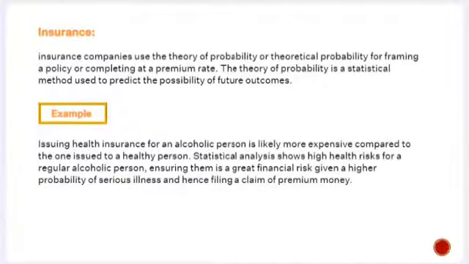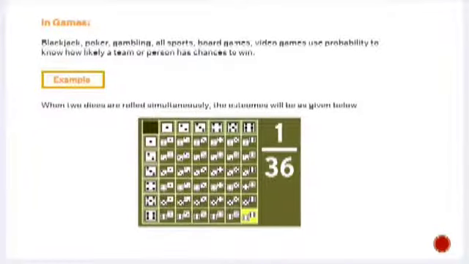In games, blackjack, poker, gambling, all sports, board games, and video games use probability to know how likely a team or person is to win. For example, when two dice are rolled simultaneously, the outcome will be given below. It is 1 by 36.